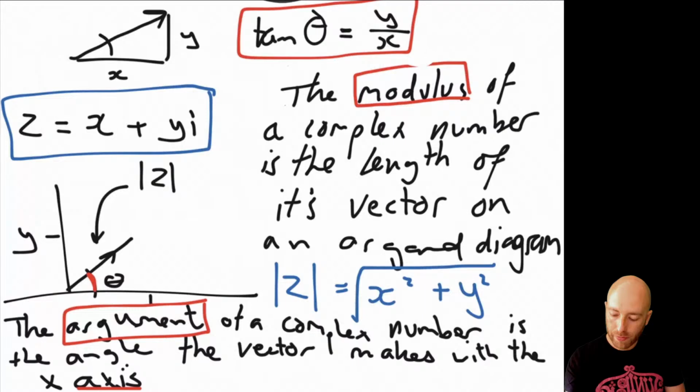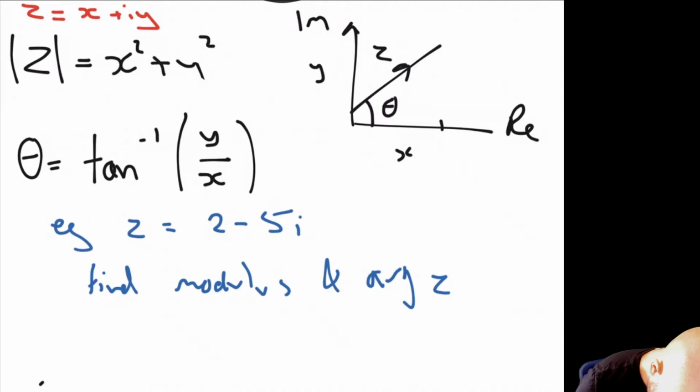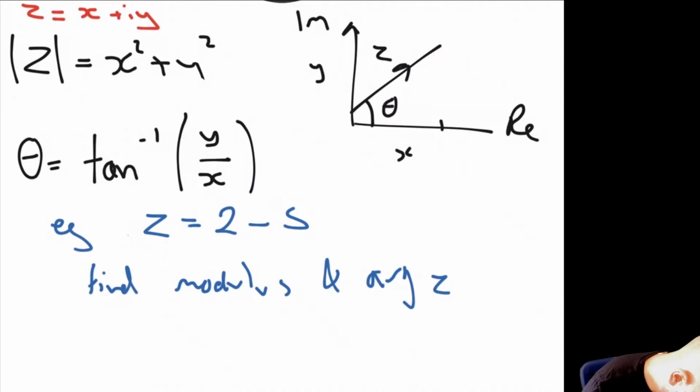Right, moving on. Can you guys try and find the modulus and the argument of Z? I've got an example here. I'll write it a bit neater. And I put the other bits on the board there. Can you guys try and find the modulus and the argument?